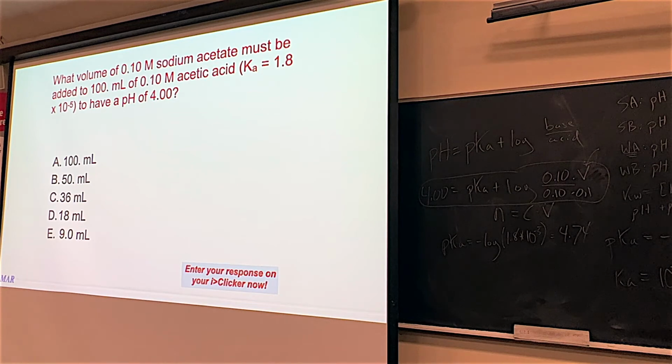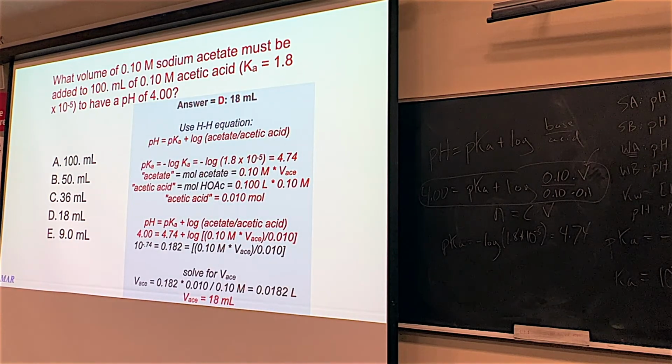All right. So in this problem, pKa, minus log Ka, is 4.74. So you'd have 4.0 equals 4.74 plus log of 0.1 times x divided by 0.1 times 0.1. So the only thing you don't know is this number. It'll come out to be a number in liters. And so the denominator is 0.1 times 0.1, just 0.01.